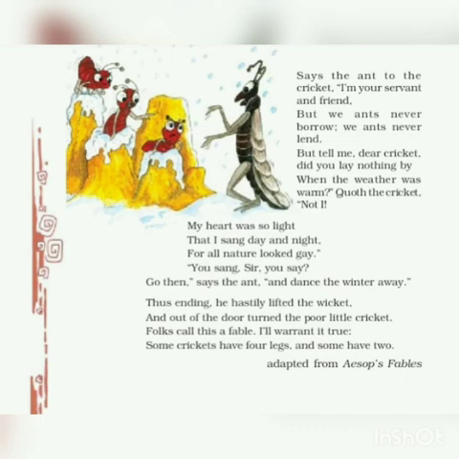Quoth the cricket, not I. My heart was so light that I sang day and night. For all nature looked gay, you sang, sir, you say. Go then, says the ant, and dance a winter away. In this stanza, the ant gives a sarcastic reply to the cricket. The cricket replied that since he was so happy and carefree, he kept singing all summer, while the world was so green and lively. The ant said that if he sang through summer, he could well dance through the winter in the same way, so the winter goes away.